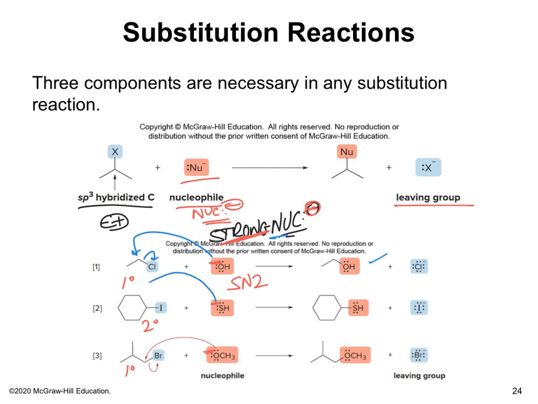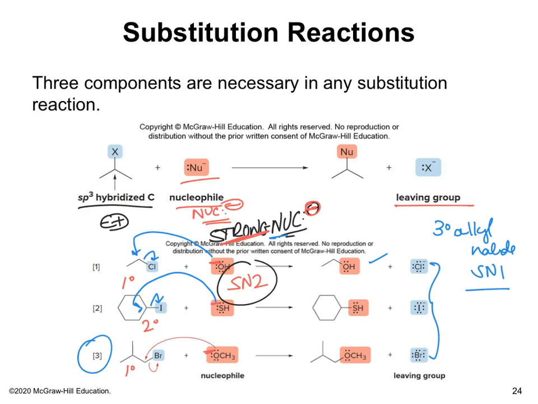And they're concerted. You see how I'm drawing my mechanism right now. Here's the mechanism. Now, these are your leaving groups. This is concerted. That's why we have two curved arrows. Notice that none of these are tertiary alkyl halides. The tertiary alkyl halide will undergo SN1. These are all SN2.